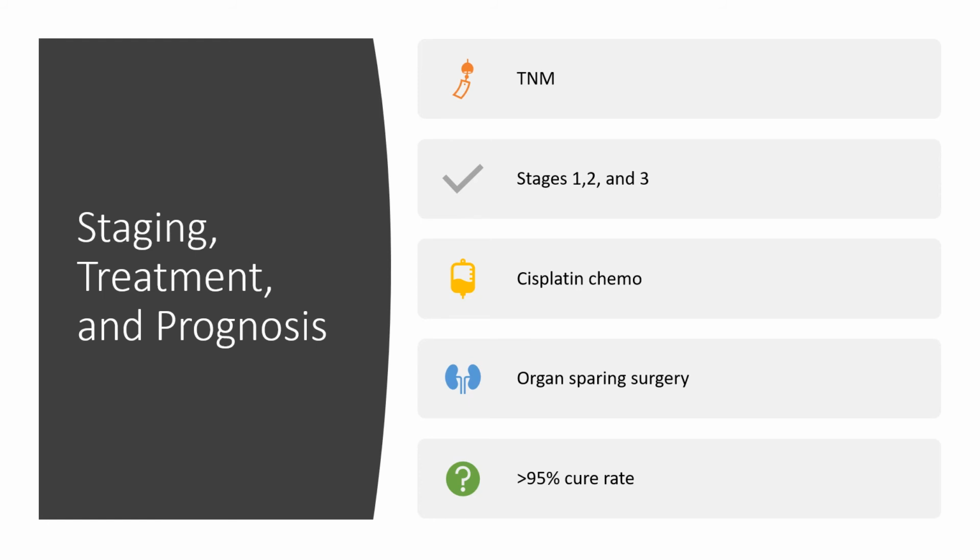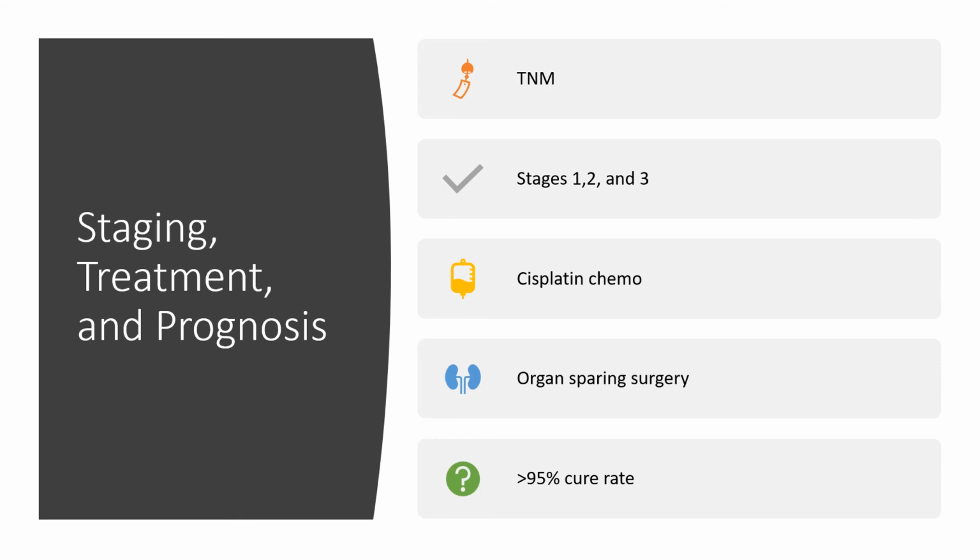In stage 1, the tumor is confined to the testes or the epididymis or the spermatic cord, and no metastases are present. In stage 2, it's metastatically spread to the retroperitoneal lymph nodes, and then it's divided into subclassifications A, B, and C according to the size of the lymph nodes. And in stage 3, there are distant metastases or high serum tumor marker values.